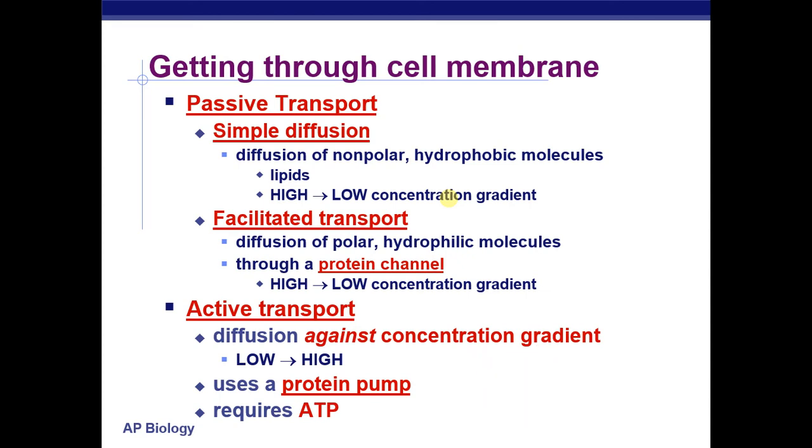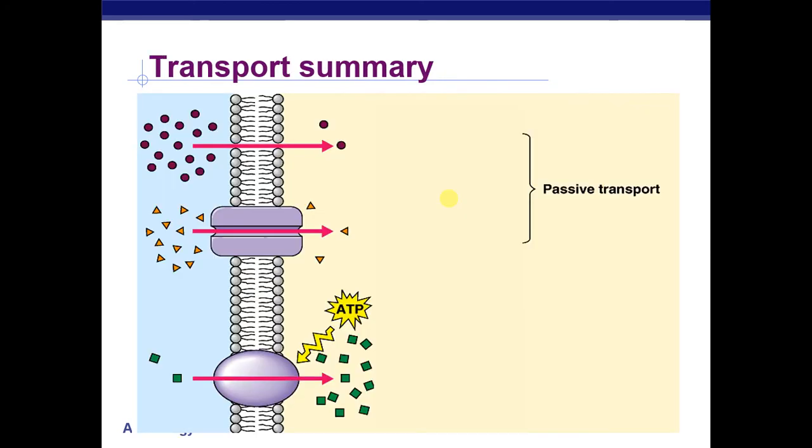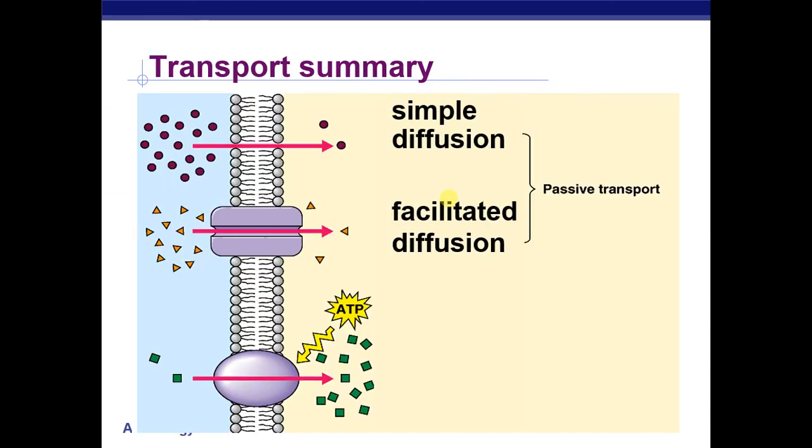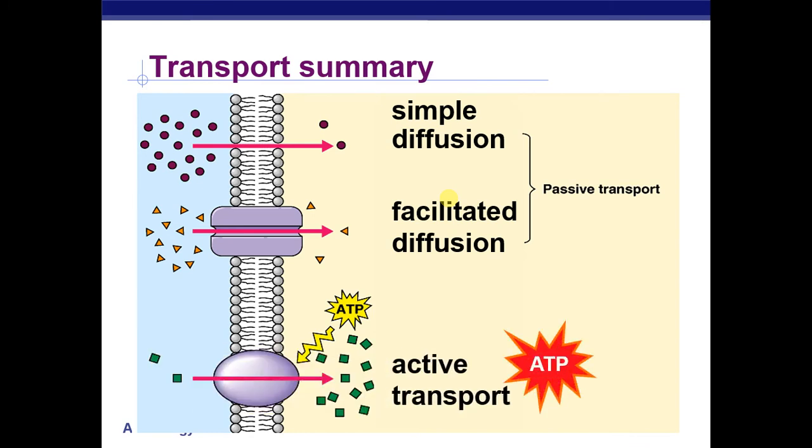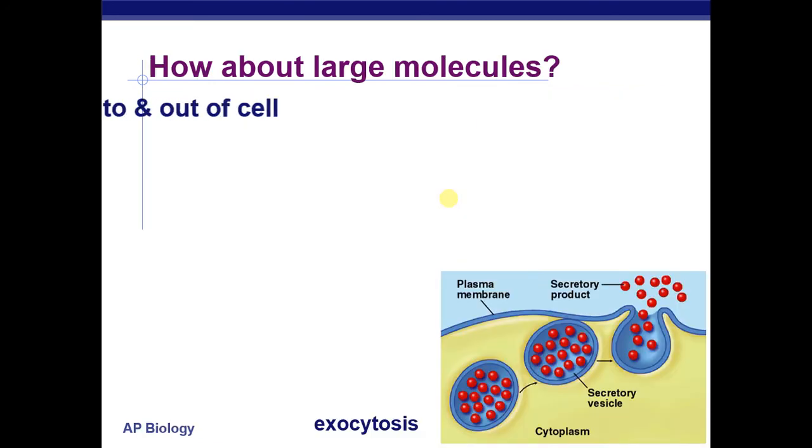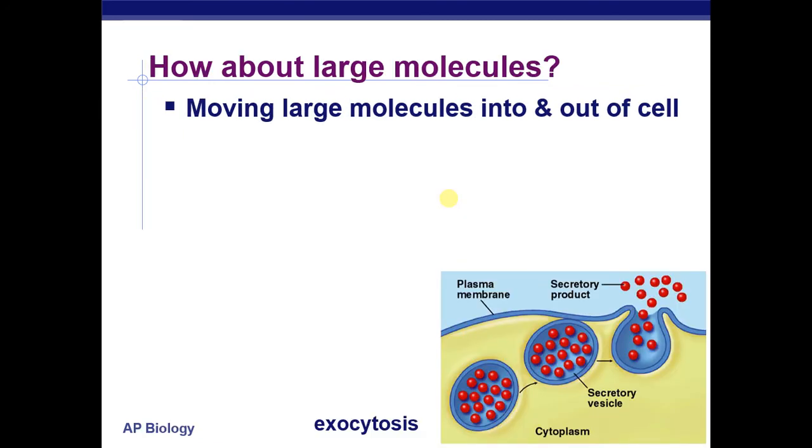All right, so that's the basics of membrane transport. This is kind of a picture summary of simple diffusion, facilitated diffusion, and active transport right here. How about really large molecules? Moving really large substances in and out of the cell requires endocytosis and exocytosis through vesicles and vacuoles.